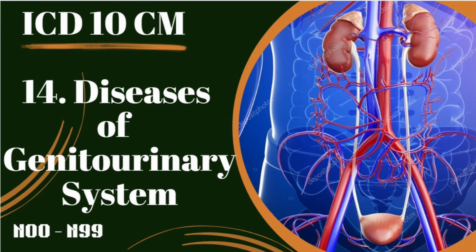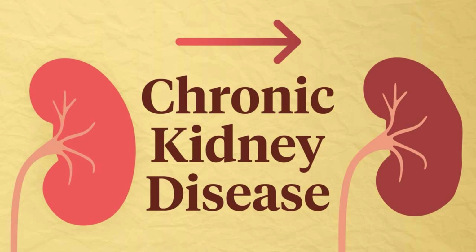Hello everyone. In today's chapter 14, diseases of the genitourinary system, the series is from N00 to N99. This chapter 14 guideline is very small, only about chronic kidney disease. So what is chronic kidney disease? First we have to learn about that.